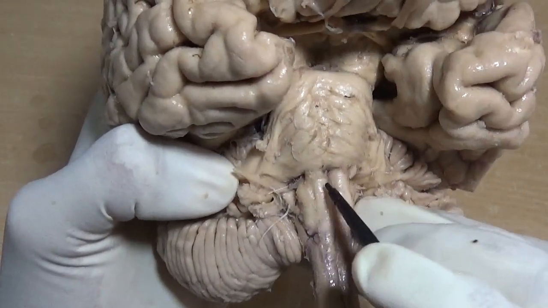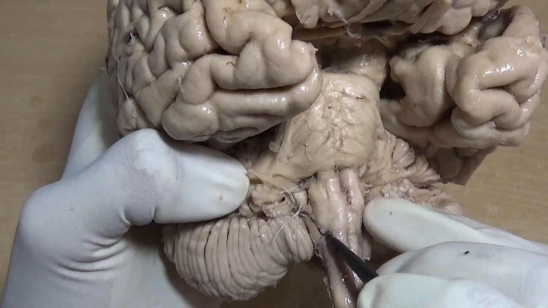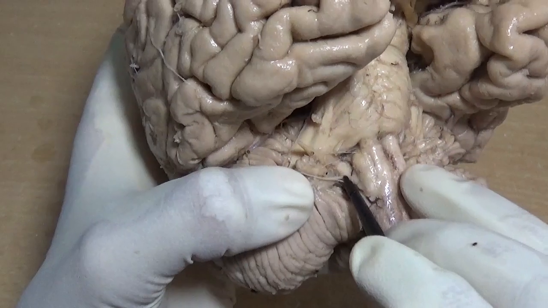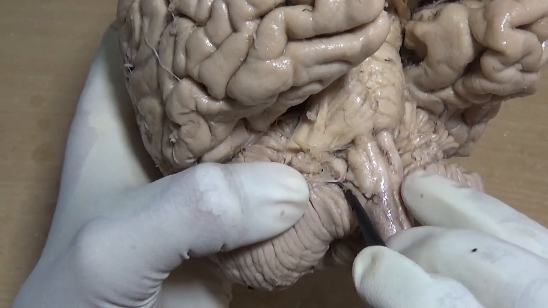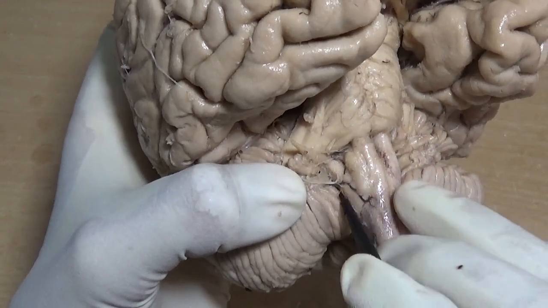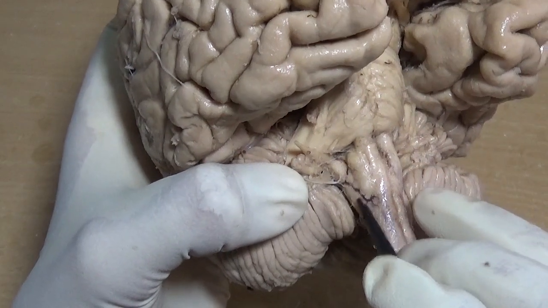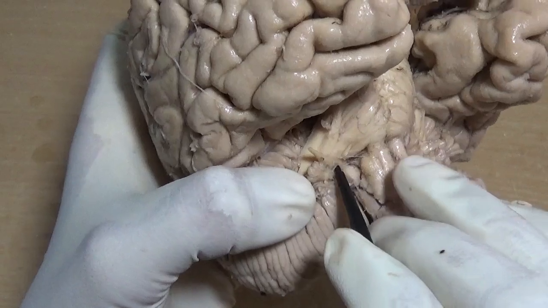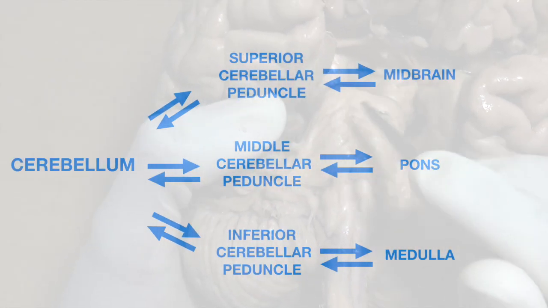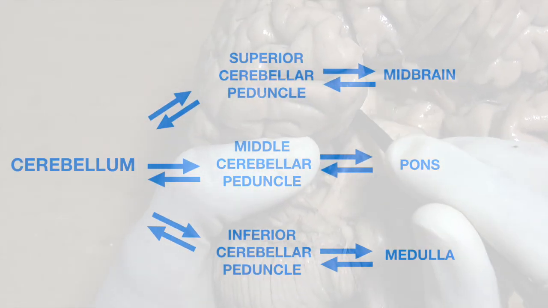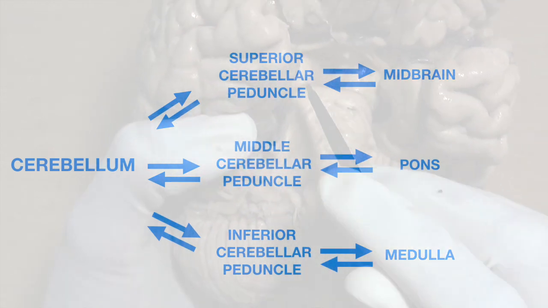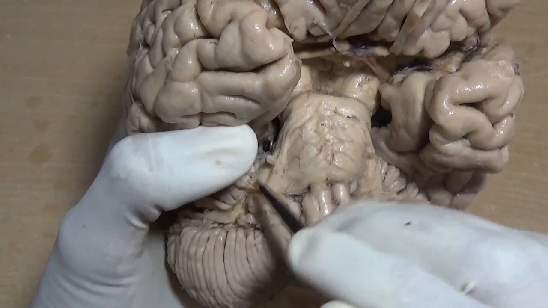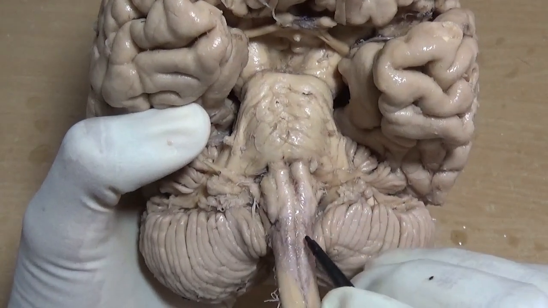Between olive and pyramid there is the anterolateral sulcus. Behind the olive you can see the inferior cerebellar peduncle. Between the inferior cerebellar peduncle and olive there is the posterolateral sulcus, and the medulla is connected to the cerebellum via this inferior cerebellar peduncle. So there are by and large three cerebellar peduncles, superior, middle and inferior, with which the midbrain, pons and medulla are connected to the cerebellum respectively.